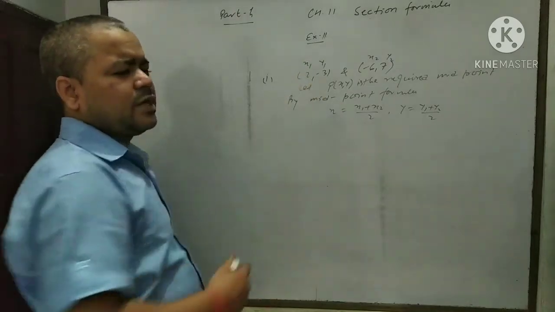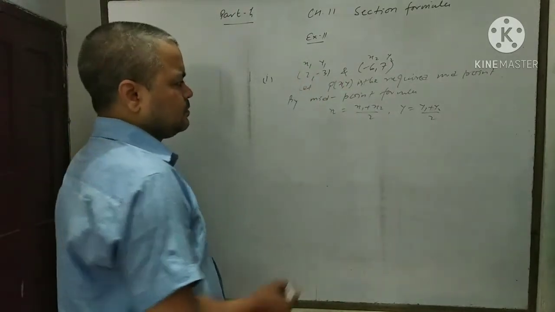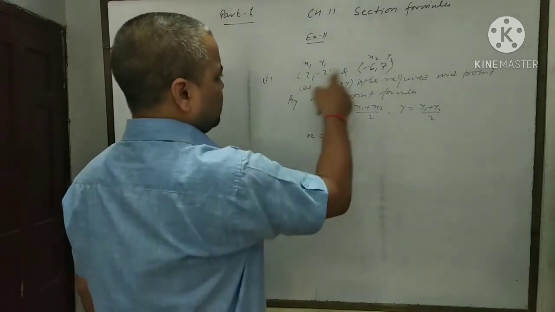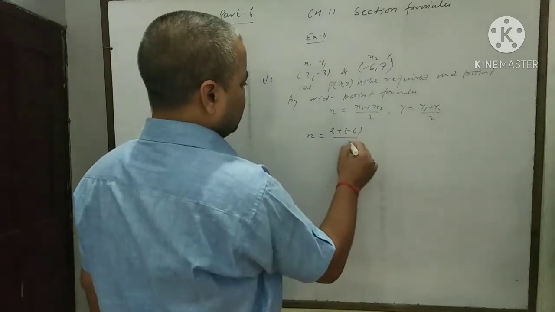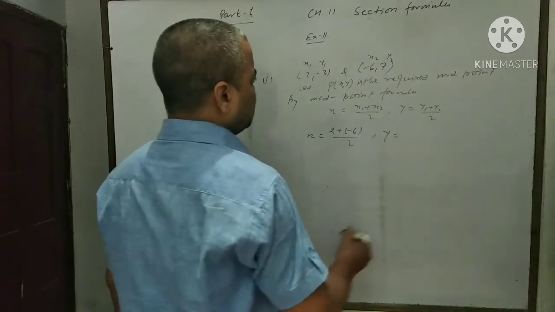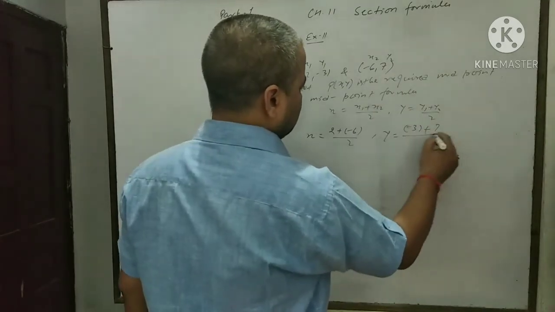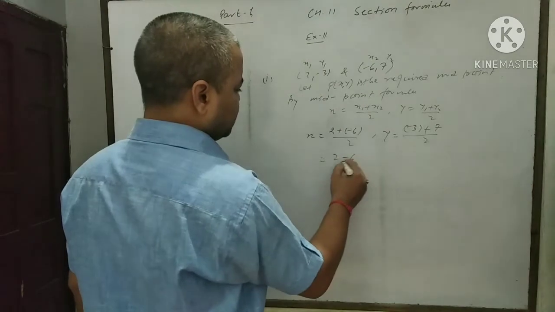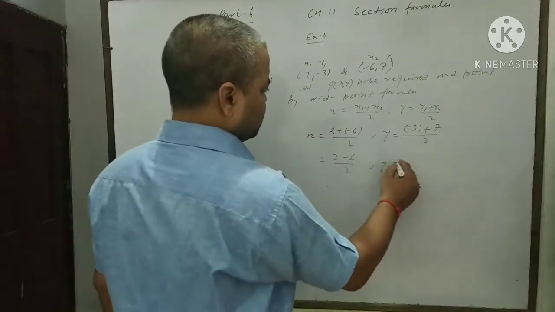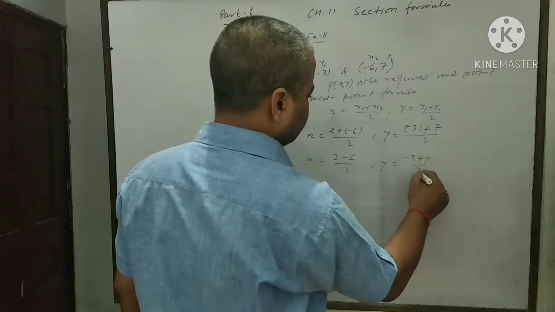In exam also you can write like this way. Mention with pencil x1 y1 x2 y2. No problem. Here x is equal to x1 plus x2 by 2. So here 2 plus -6 by 2, y1 that is -3 plus y2 7 by 2. Here it will be 2 plus -6 by 2, and y is equal to -3 plus 7 by 2.